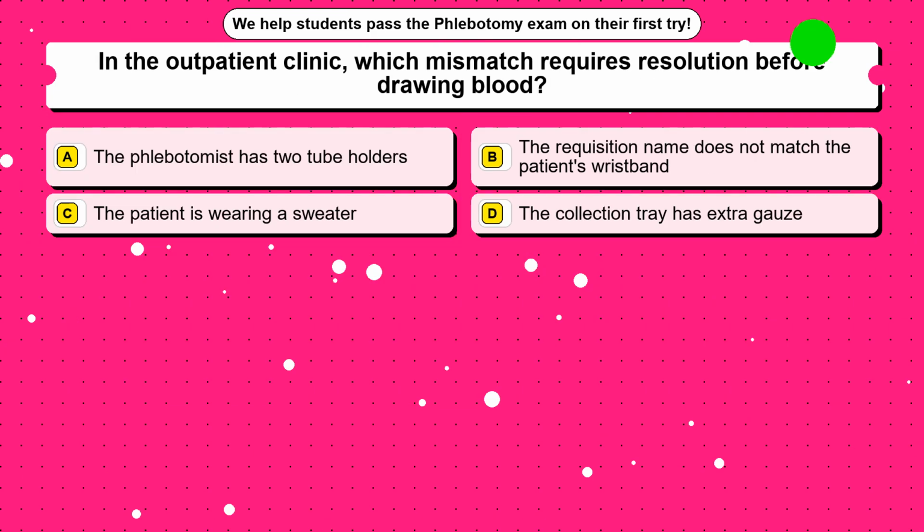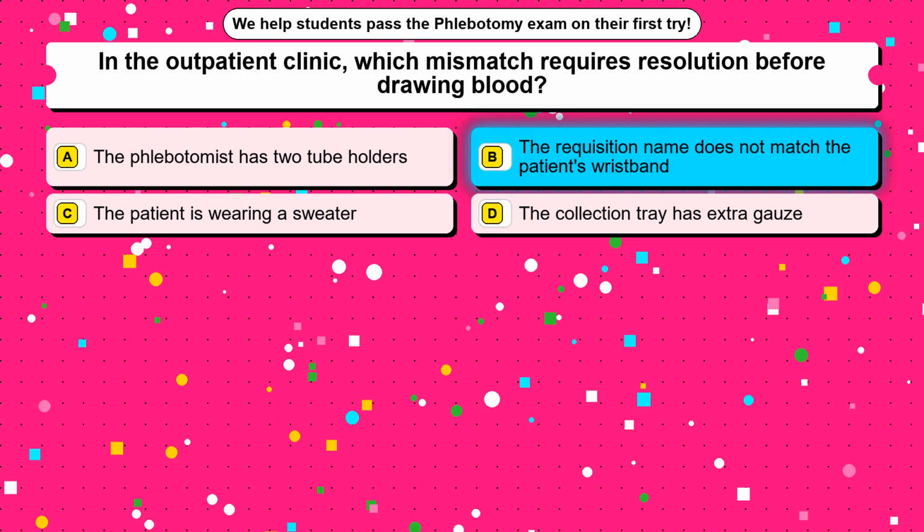Question 4. In the outpatient clinic, which mismatch requires resolution before drawing blood? Option A. The phlebotomist has two tube holders. Option B. The requisition name does not match the patient's wristband. Option C. The patient is wearing a sweater. Option D. The collection tray has extra gauze.